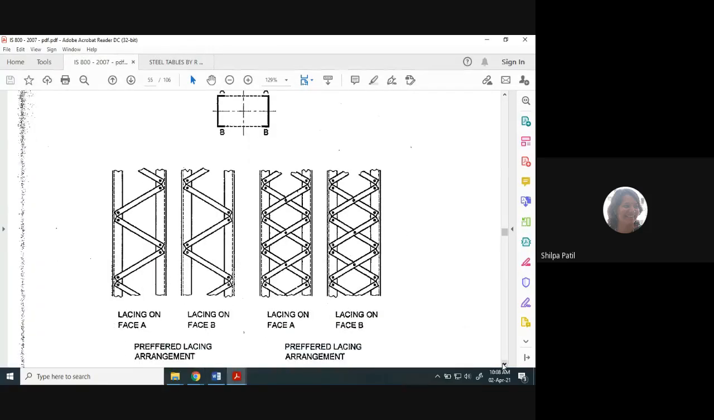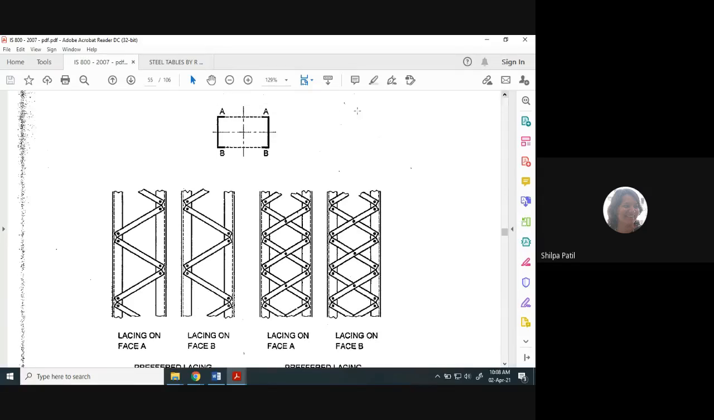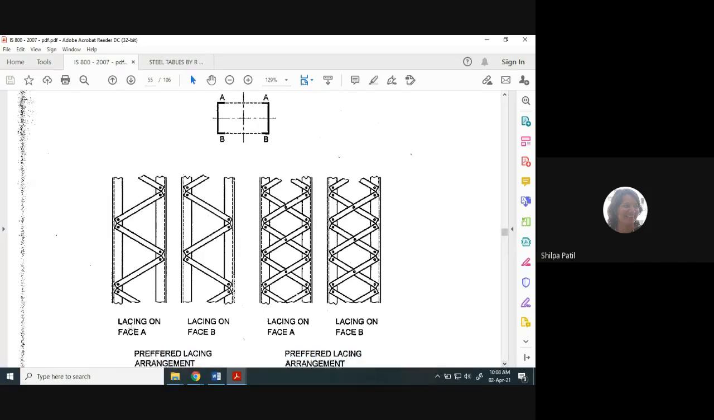So these systems are shown here in this diagram. This is the lacing system. You can see they have given the example here of two channel sections, placed face to face, and these are connected at A and B. This is the A face and the B face. This is the top view of your column. And when we see the A face, lacing on face A is provided like this. This member is nothing but your flat. It is called a flat.